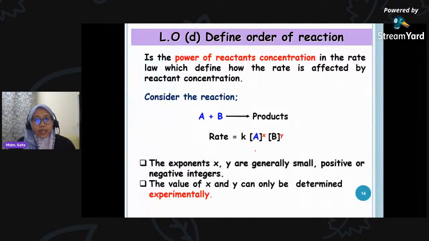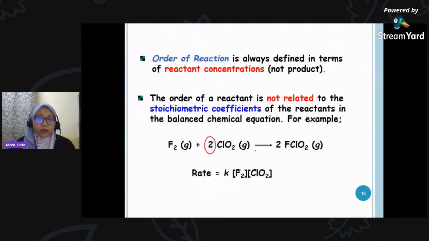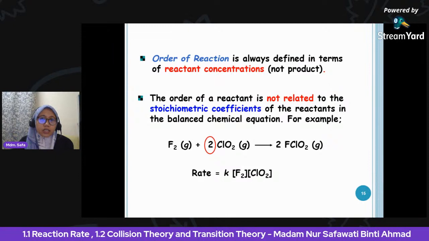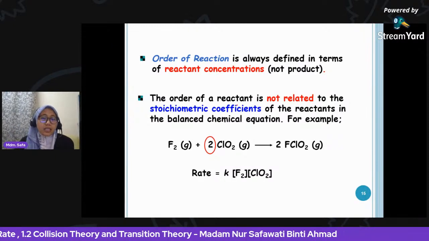Okay, so dia tak ada kaitan dengan coefficient lah, okay, of the reactant. So order of reaction is always defined in terms of reactant concentration, okay, not product. Okay, tak ada kaitan dengan product. So the order of the reactant is not related to the stoichiometric coefficient, tak ada kaitan dengan stoichiometric coefficient, okay, of the reactant in the balanced chemical equation.